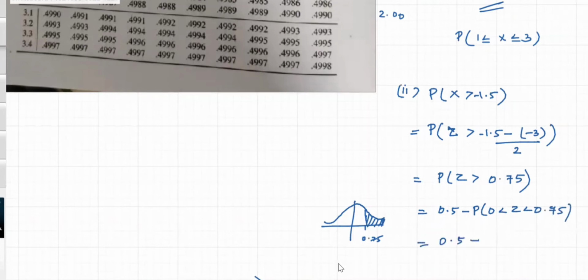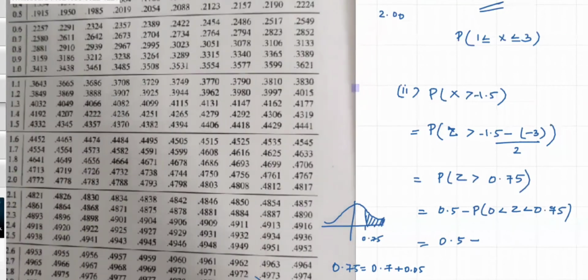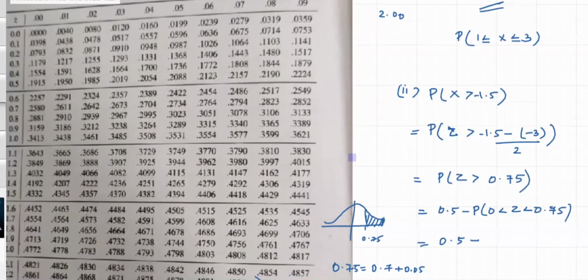Now to get the value for 0.75, we select the row corresponding to 0.7 and the column corresponding to 0.05, because 0.75 can be written as 0.7 plus 0.05. So let's see how it is. 0.75 is here and the value is 0.2734. So 0.5 minus 0.2734 is the probability that x is greater than minus 1.5.